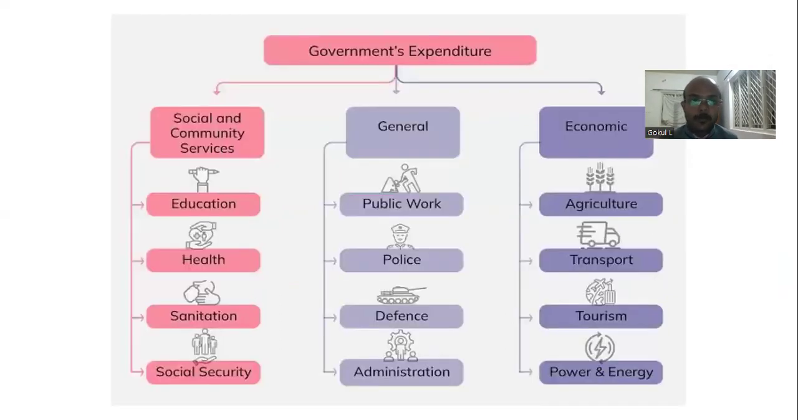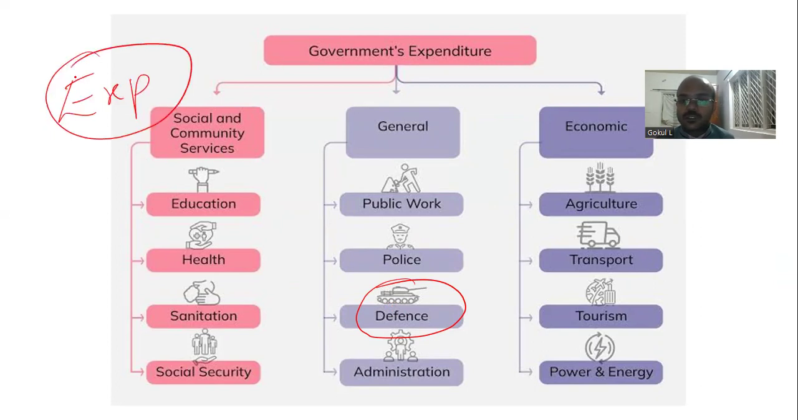Simple. Next. So government expenditure, broadly, these are other types of expenditure what government has on education, on health, sanitation, social security, defense. See, very important. Government expenditure, very, very important expenditure is defense. All right. Health, agriculture, transportation, power and energy, all these things are expenditure.